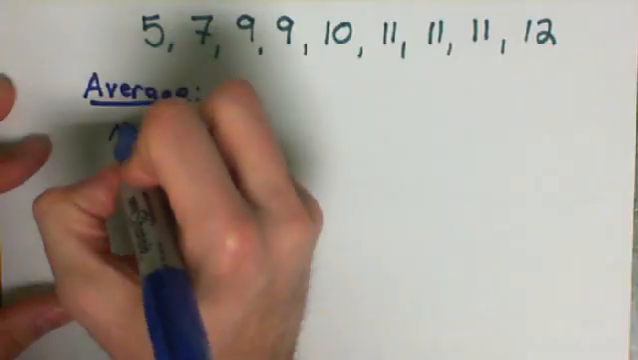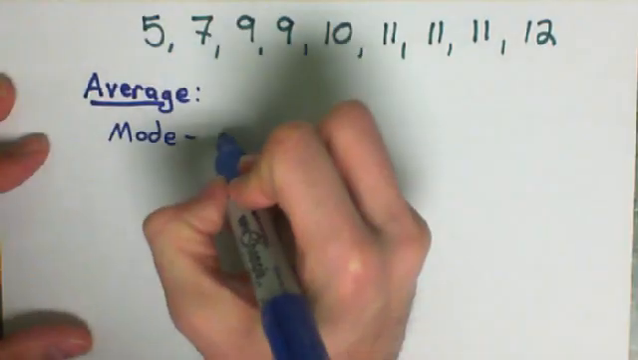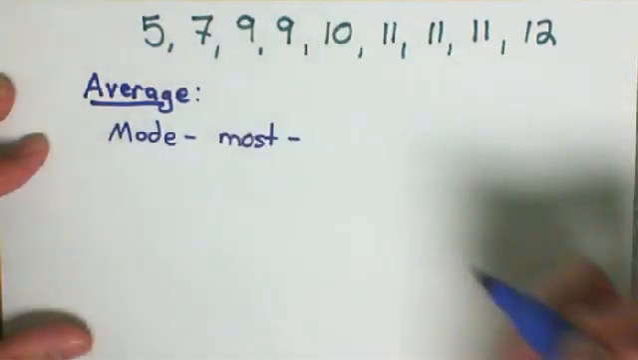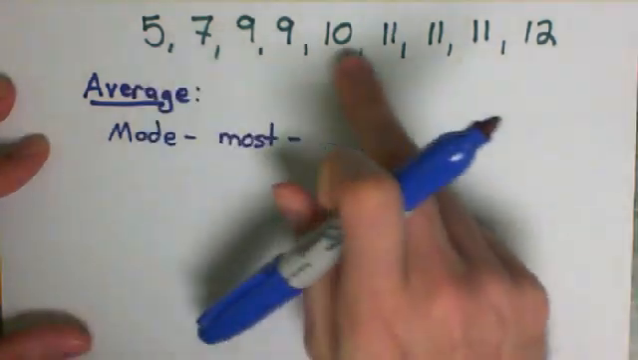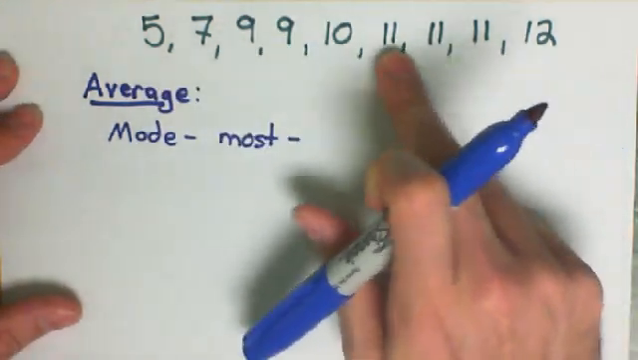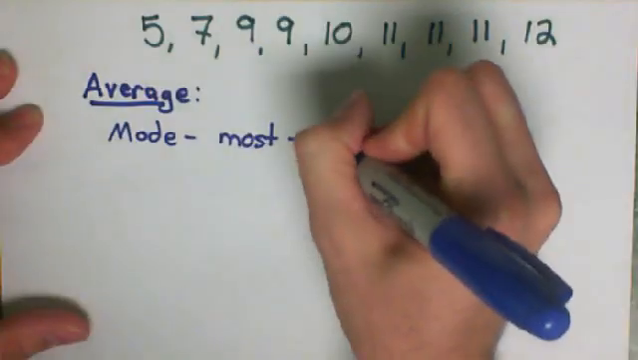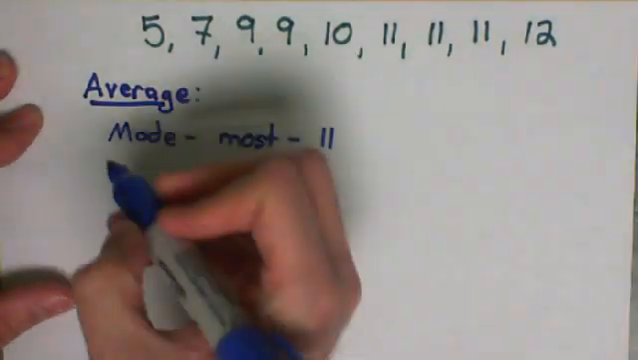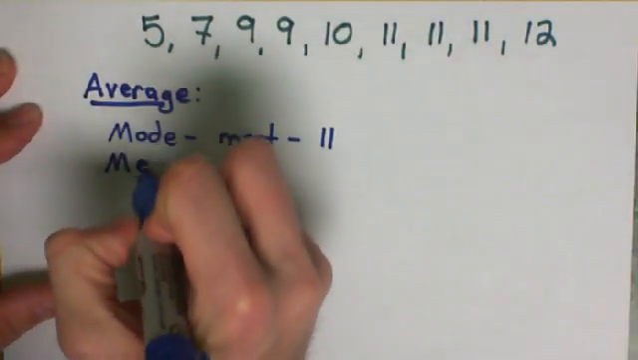The first is the mode. The mode is the number that's going to be on the list the most times. So I notice that the 9's on here twice, but the 11's on here 3 times. So the 11 is our mode. It occurs the most. Then we have the mean.